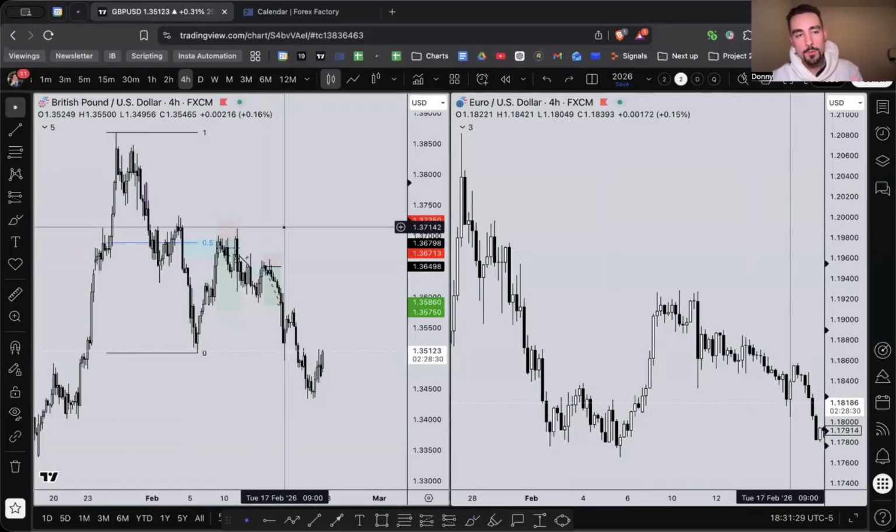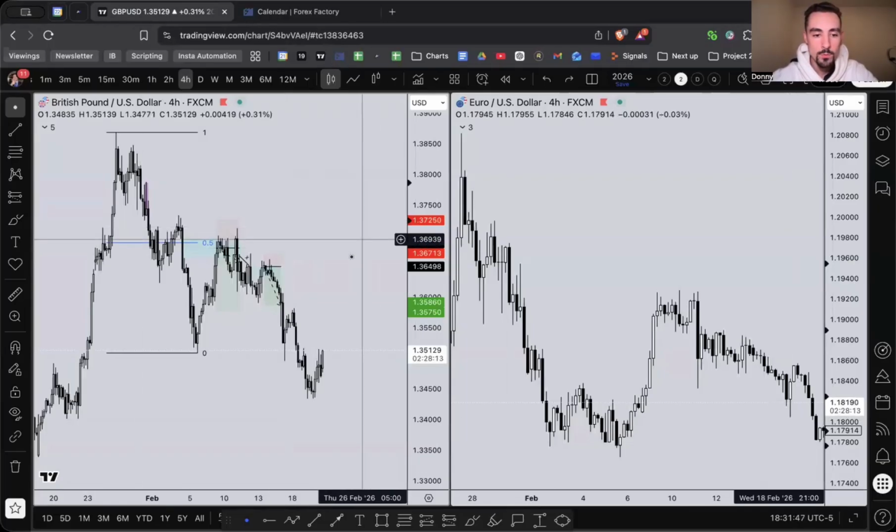So we look at both of these to understand, number one, the correlation, but number two, to look for the better setup, because sometimes the market will offer you a better setup on a correlating pair instead of the main pair that maybe you're used to looking at.